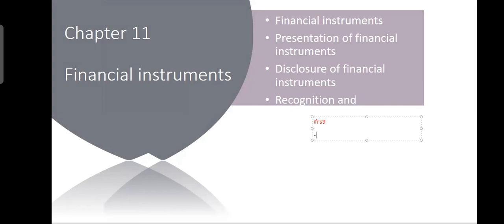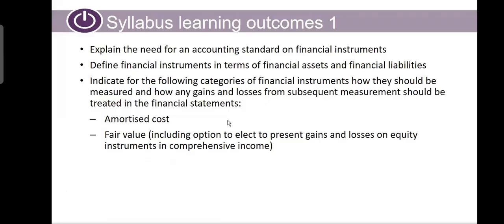The previous standard was IAS 39, which was cancelled. Why the standard was cancelled, we will discuss a little bit of that also. But now we are talking about the new standard, IFRS 9 financial instruments. And within financial instruments, we have financial assets and financial liabilities. We'll talk about the measurement and presentation of financial assets, and similarly the measurement and presentation of financial liabilities.